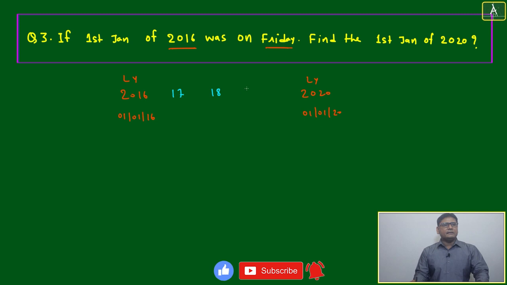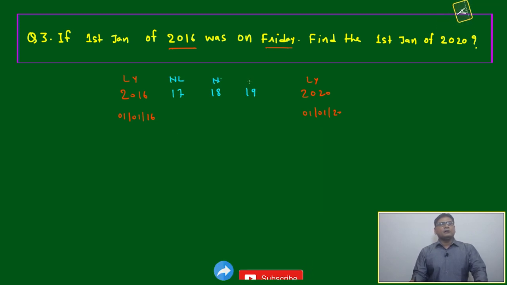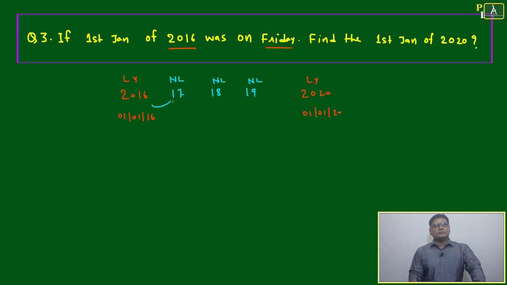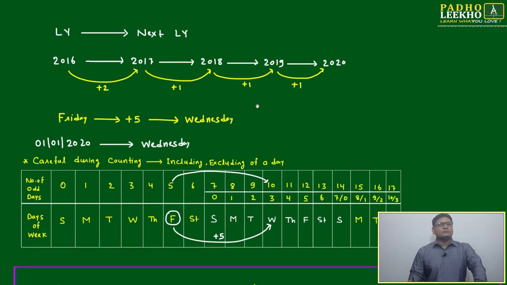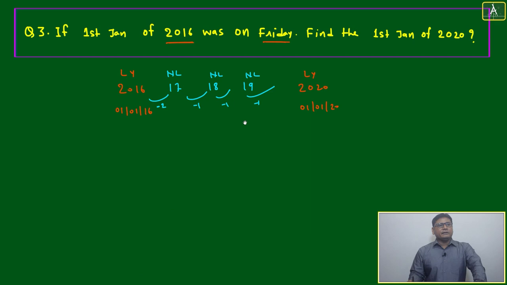17, 18, 19. All are non-leap years. Four movements will be there. Here it will be minus 2, here minus 1, minus 1, minus 1. Correct? Based on that, we will be able to calculate. Or rather, here we are just increasing, not minus 2 but plus 2, plus 1, plus 1.